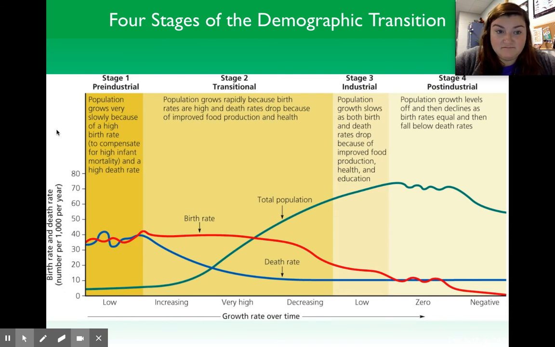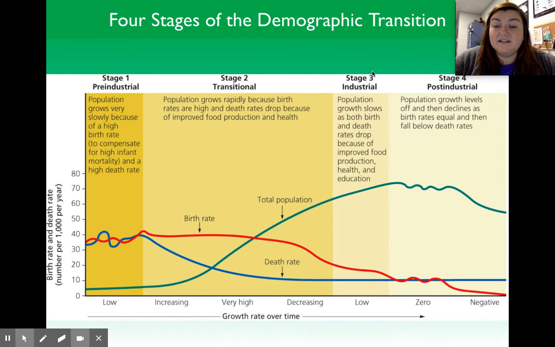So in stage 1 of the pre-industrial stage, the population is going to grow very slowly because of a high birth rate that is compensating for infant mortality and a high death rate. In this stage, infant mortality is still high, so people are having a lot of kids because you don't know how many are going to survive, right? Stage 2 is going to be the longest stage here. It's transitional. The population's going to be growing really rapidly because the birth rates are high, and then the death rates start to drop because of improved food production and health.